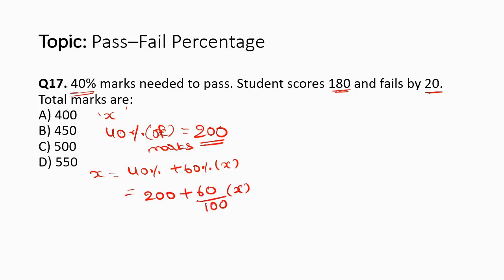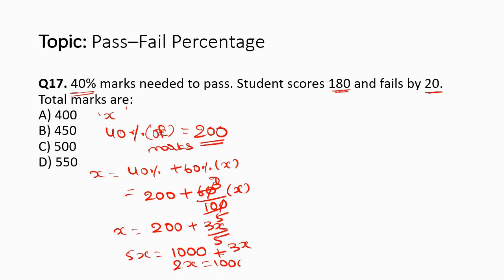60% of marks. Here also same way we need to calculate. 2 3s, 2 5s. X equal to 200 plus 3x by 5. 5x equal to 1000 plus 3x. 2x equal to 1000 and x value equal to 500. It means total marks equal to 500. Same our way.